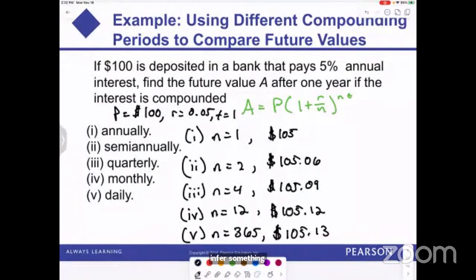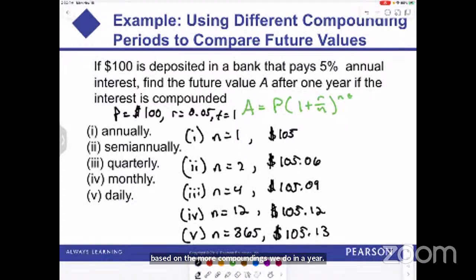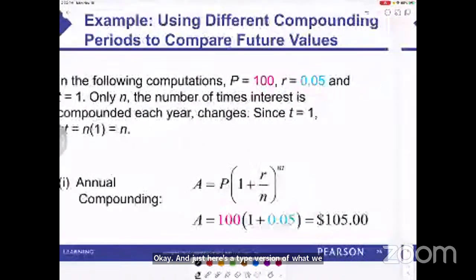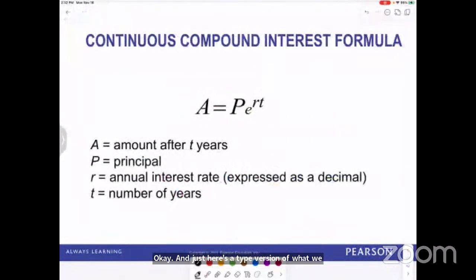And here's a typed version of what we just experienced. In the previous example, we did multiple compoundings per year: once a year, twice a year, 4 times a year, 12 times a year, every day. So we're doing more and more compoundings per year. So then we're like, well, what's the limit? What if we were just always applying the interest? What's the limit? That's where this guy comes in.